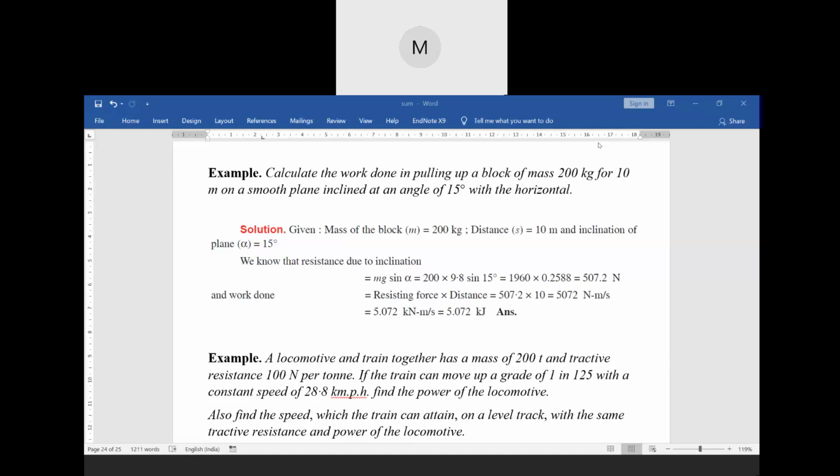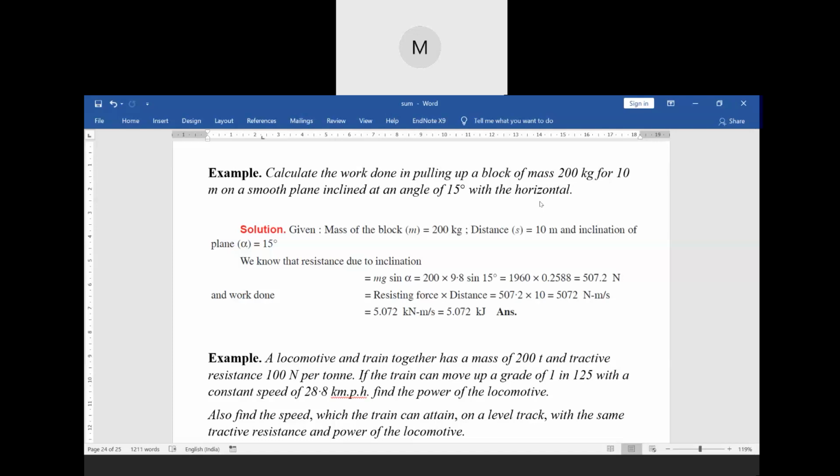So what happens is that you had to find out, most of you have done it, but let us discuss it again. You had to find out the total work done, right? So how to determine the total work done?